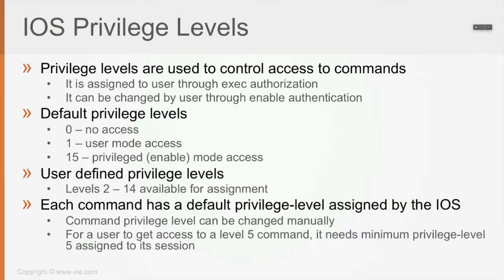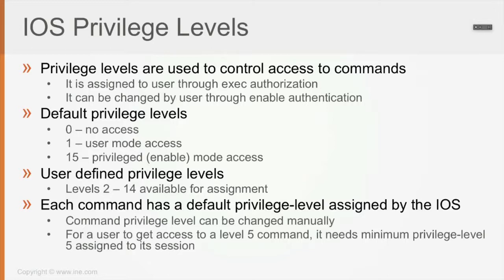And optionally, you can define other privilege levels between 2 and 14. Those are available for assignment. By default, the router doesn't make use of those privilege levels of 2 to 14, only of 0, 1, and 15. Each command that's available on a router has a default privilege level assigned by the IOS, and that's going to be either privilege level of 1 or 15. So all commands by default have a level of 1 or 15 assigned.